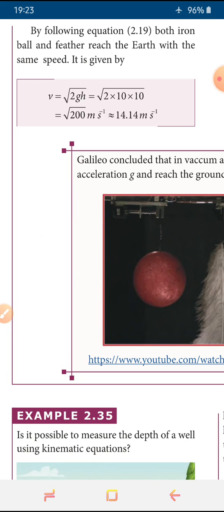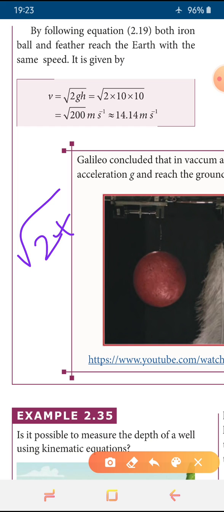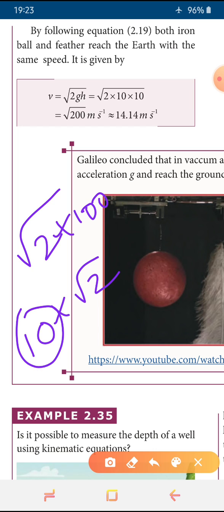How can we split it? An easy way: we can split the square root of 200 as 2 into 100. Then 10 comes out of the square root. So 10 into square root 2. We know the square root value, that is 1.414. Then you multiply by 10, you will get the answer 14.14 meter per second. That is the unit for velocity.